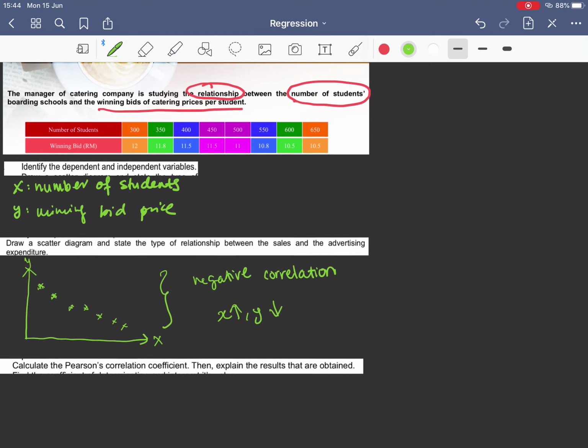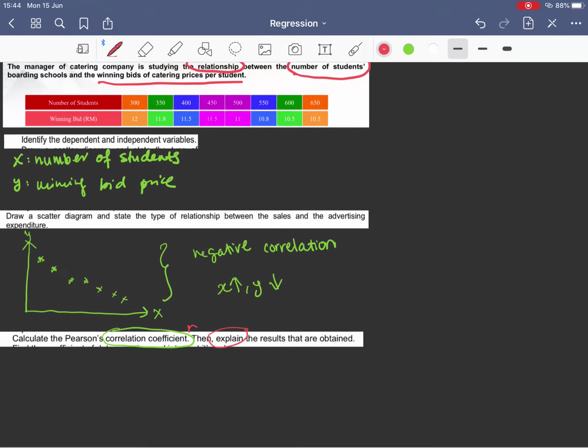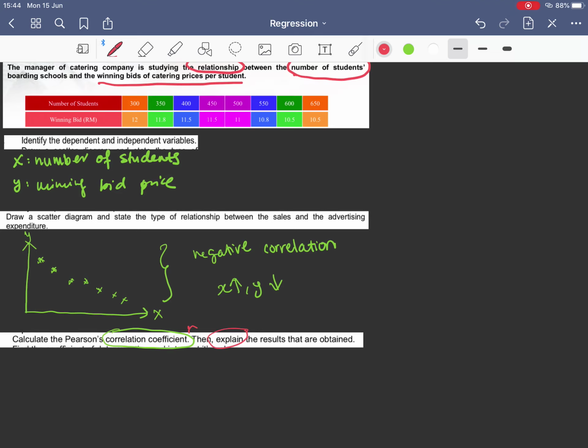Okay, number 3. Calculate the Pearson correlation coefficient. So the question asks for R, then explain the result. So you need to find the R and explain what it means. So what is the formula to find R? Look at your stat table page 7. You will have R equals Sxy divided by the square root of Sxx Syy. So you need to find what is Sxy, what is Sxx, what is Syy.